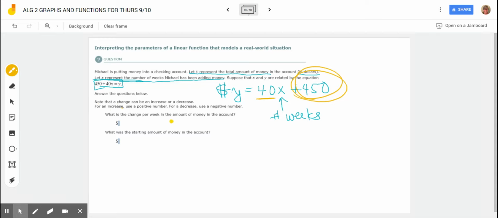What is the change per week in the amount of money in the account? Change per week. When you see the word change, think of rate. Okay, think of slope. So the answer for that is going to be $40 per week. And it's positive because it's going up. What was the starting amount? 450. They want to make sure you understand your equation. And that's it for this one.